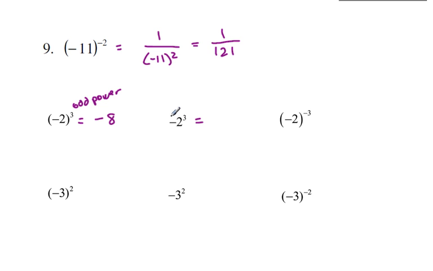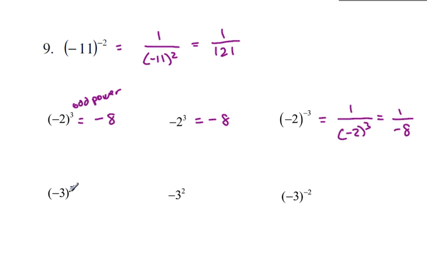Here, this is not taken to the cube, so the negative just tags along. 2 to the 3rd is 8. Over here, I have negative 2 to the negative 3rd. Well, that's 1 over negative 2 cubed, and so I get 1 over negative 8.